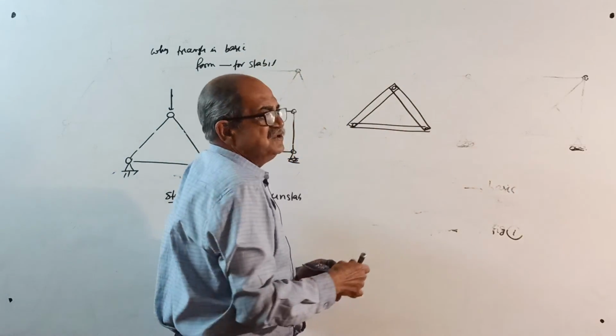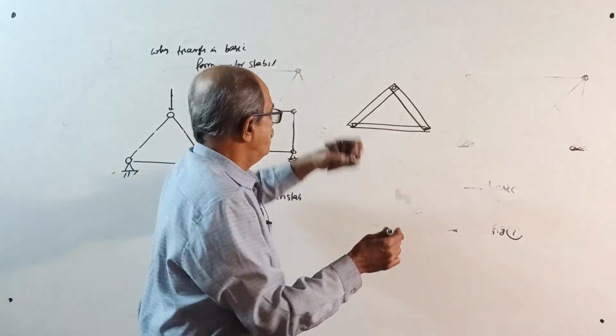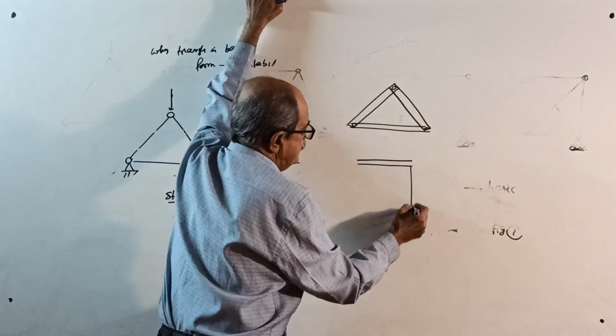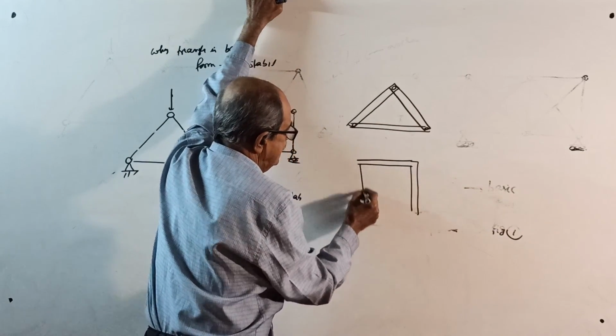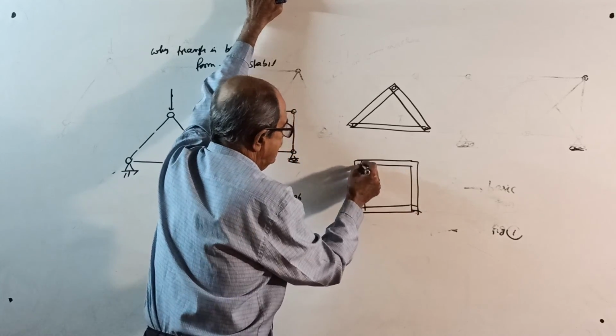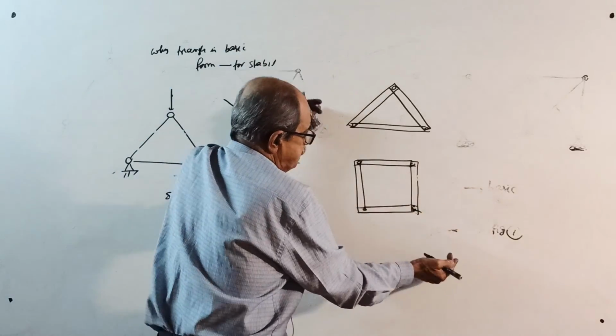Apply loads at the joint whatever way you want. It will be stable. But if you take 4 wooden planks this way, overlapping, I am not showing the dotted line, it is not required. Put the pins. Apply some load.